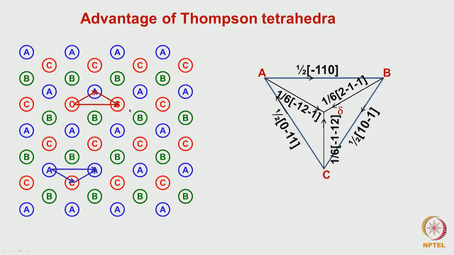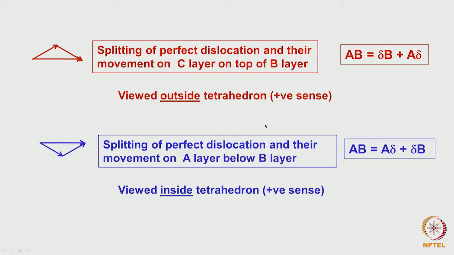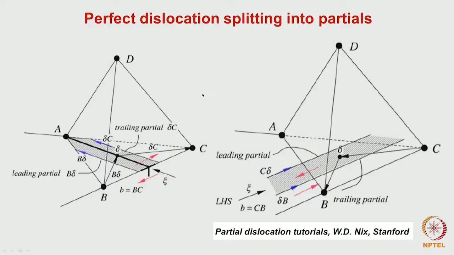Now you can consider that C, but I will not spend time on it. I had shown it in this slide also in a different way, how we can consider these various reactions. That is, if we view from outside the tetrahedron, delta B will be the leading partial, this will be the trailing partial. The other way round, as I mentioned, A delta will be the leading partial. That is, when we view from inside of the tetrahedron, we look at the movement which is taking place below the surface of the tetrahedron. Then A delta will create an intrinsic stacking fault and that will be the leading partial.